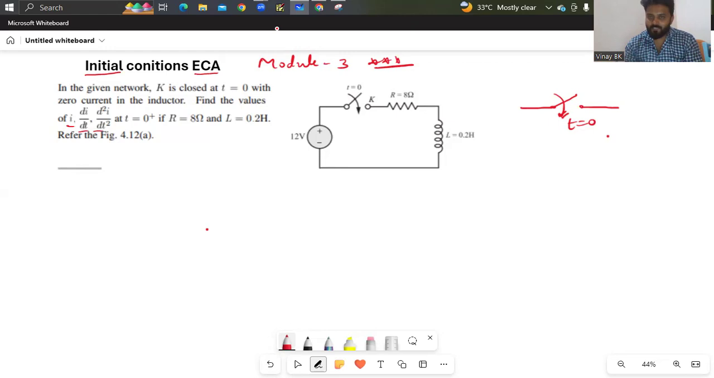We can consider the switch K now. Initially, at t equals to 0, the switch will be closed. You just see the arrow mark. So before closing the switch, that is when t equals to 0 minus, this switch is open. When t equals to 0 minus, switch K is open, and 0 minus means before closing the switch.